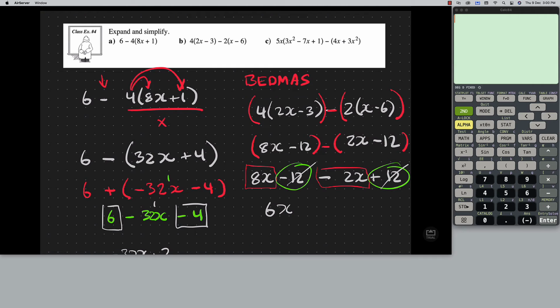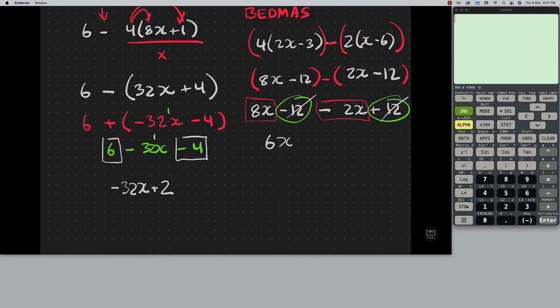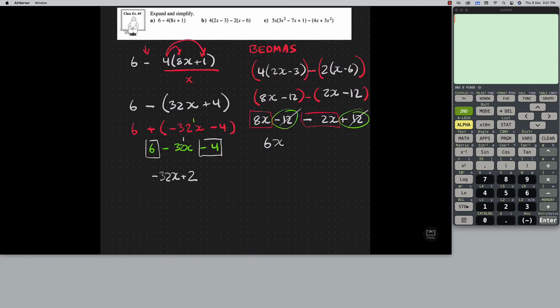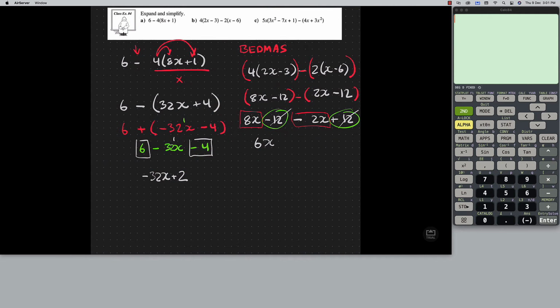Okay, and let's take a look at C. So exact same thing. The only thing that's really different is it's just getting a little bit longer. So now instead of multiplying a constant by a binomial, I've got this term which is 5x, and I'm multiplying it by a trinomial. So what do we have? 5x times 3x squared minus 7x plus 1.